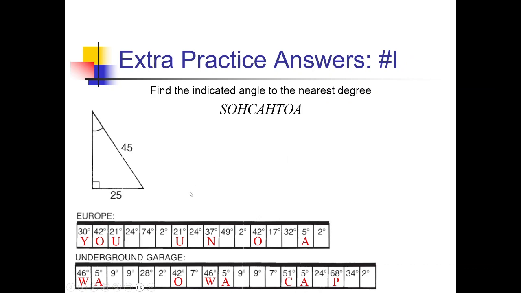For problem I, based off this angle, we've got the opposite side and hypotenuse. So that's going to be sine. So sine of theta equals opposite side 25 over hypotenuse 45. And then theta is inverse sine of all that.